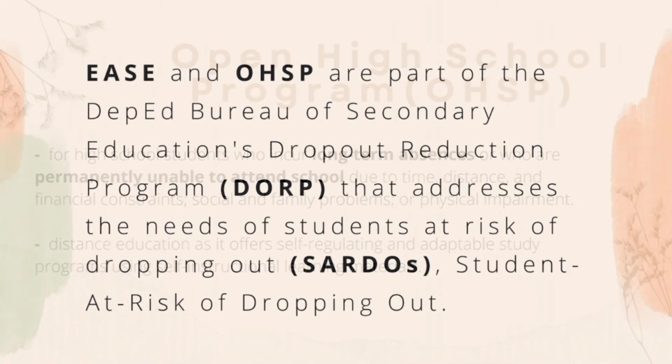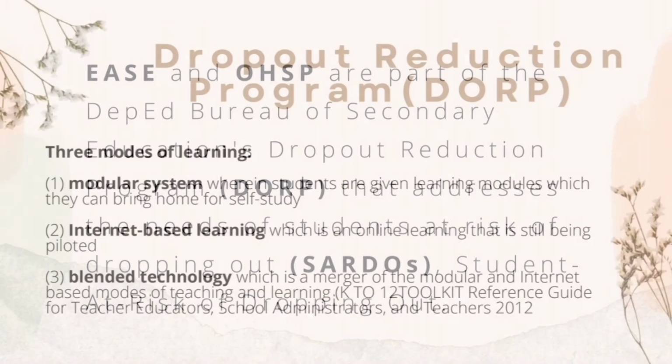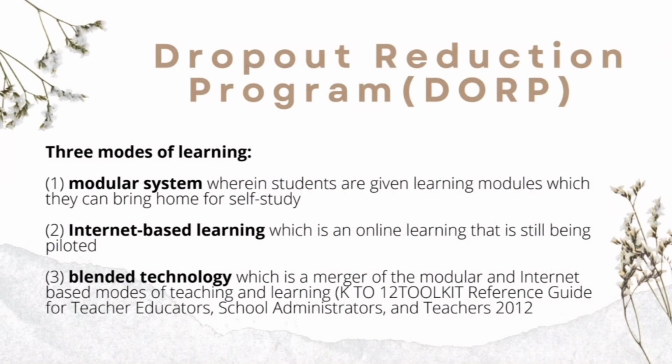Well, you know what, guys? Both EASE, or Effective and Affordable Secondary Education, and OHSP, Open High School Program, are part of the DepEd Bureau of Secondary Education Dropout Reduction Program, or DORP. It addresses the needs of students at risk of dropping out, ZARDO. This means students at risk of dropping out, commonly known as ZARDO. Third, Dropout Reduction Program, DORP.